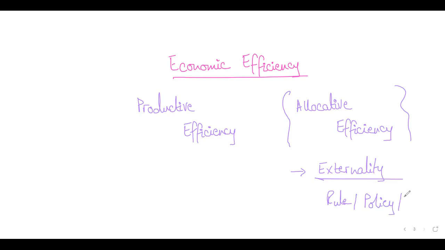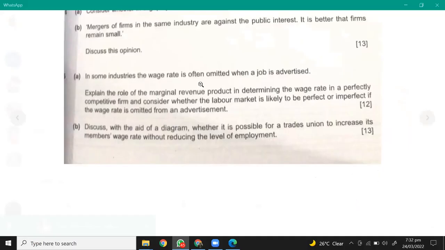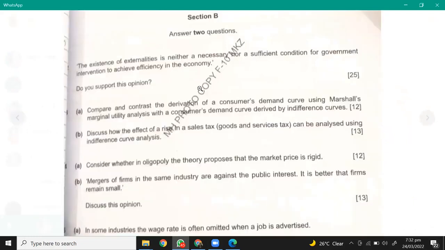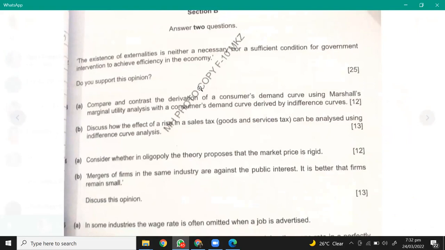Now the question is asking you, let's look at this question one more time, and I'm explaining it in simple words. When an externality exists, right? Should government intervene in the market to control that externality? The existence of externality is neither a necessary nor a sufficient condition. So it's saying that it's not necessary, right? That when there is an externality, the government should intervene.